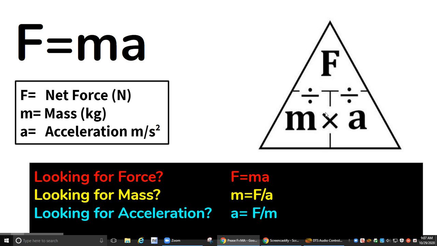So depending on what you're looking for, you have to cover it up. So if you want to find force, then if you cover up the F, you're left with mass times acceleration. If you're looking for mass and you cover up mass, you're left with force divided by acceleration. And if you're looking for acceleration and you cover up the A, you're left with force divided by mass. Okay, so we're going to use this triangle to help us understand how to manipulate the formula to answer some questions. So let's go through some sample questions so you understand what you'll have to do.